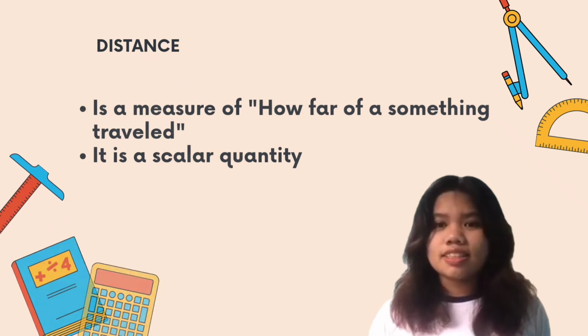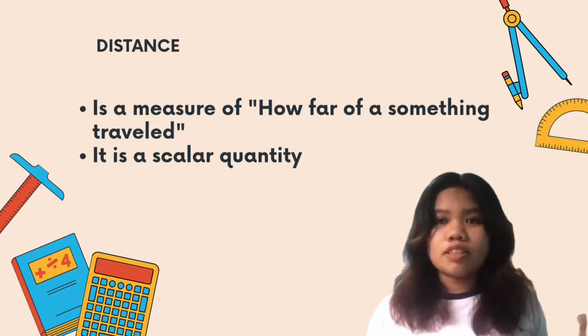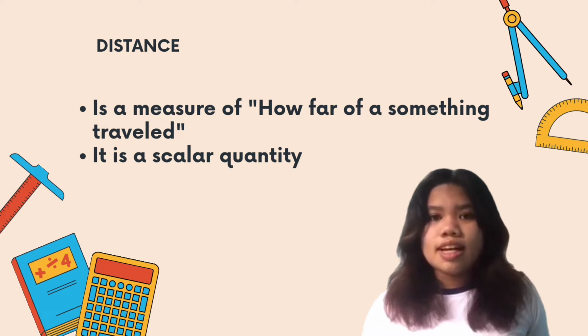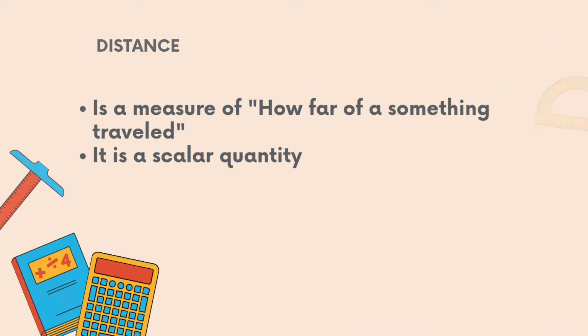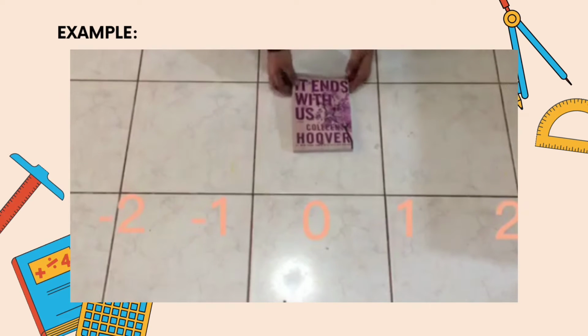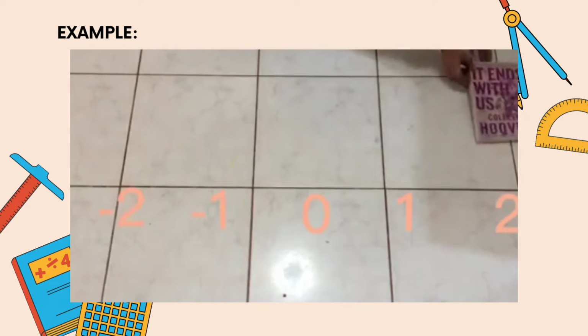So what is distance? Distance is a measure of how far something traveled. Distance is a scalar quantity because we only measure the magnitude of how far we've traveled. For example, if I move the book 2 meters to the right, the distance will be 2 meters.